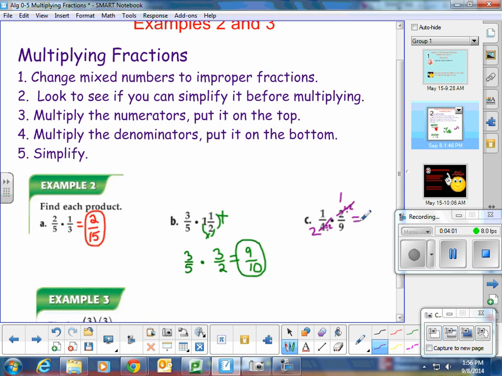Now we can go on and multiply the numerators. 1 times 1 is 1. 2 times 9 is 18. That is in simplest form, so we are done.